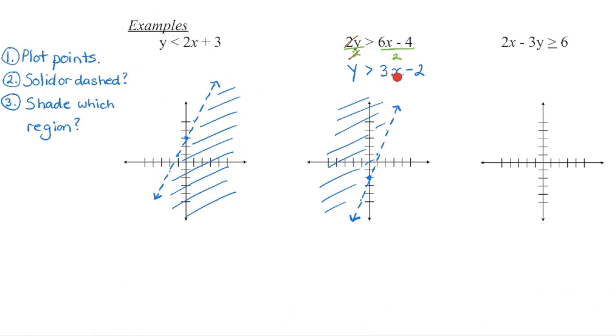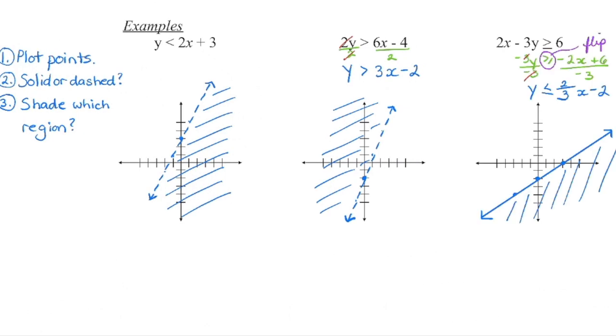If I put a 0 here, and that's going to be 0, I end up with 0 minus 2 is -2. 0 is greater than -2. That is a true inequality. Therefore, this shaded region contains the origin. I've shaded the correct side.